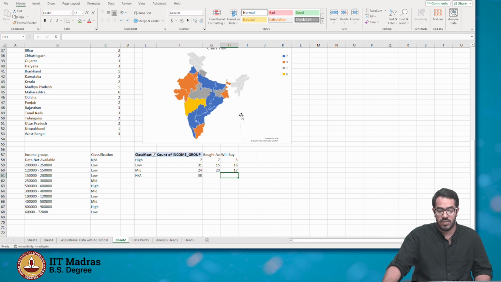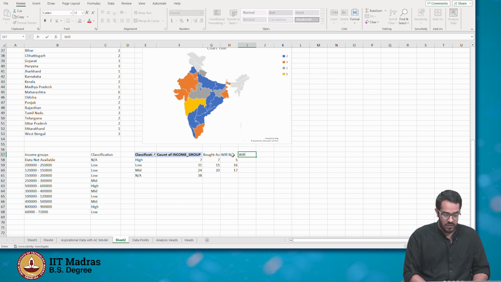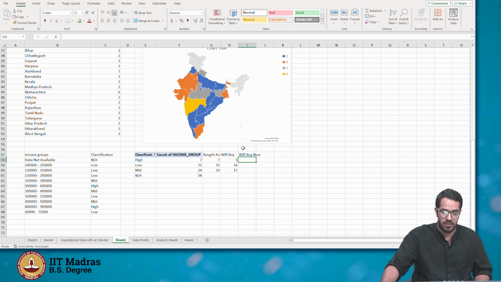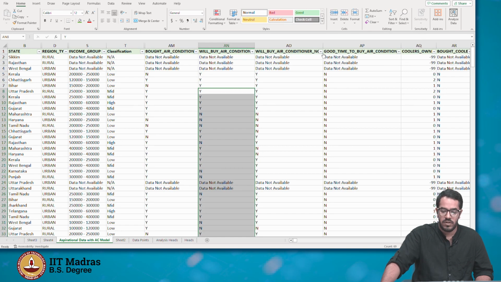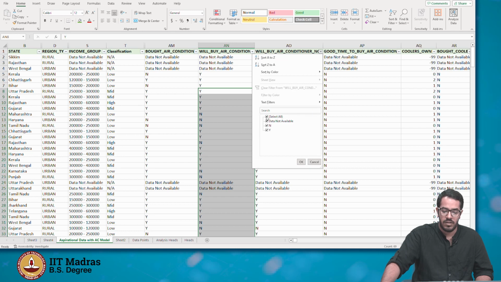They will buy an air conditioner, not soon, not sure when, but they will buy. Now we'll figure out will buy soon or will buy now is something that we have to consider. So I come back here, and again I clear all filters. I want to see how many people will buy now.